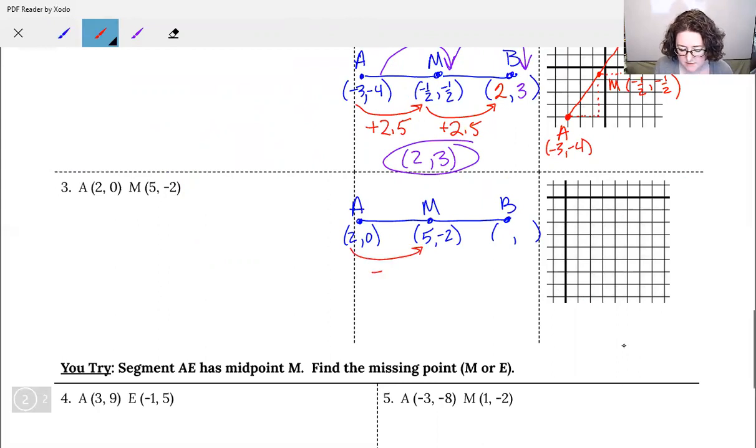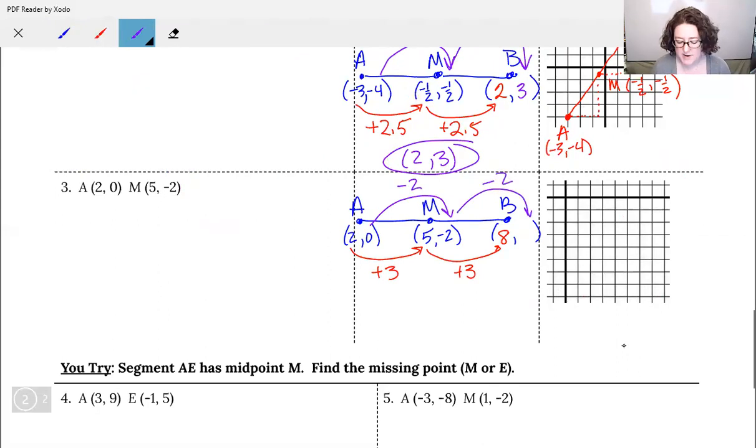2 to 5 is +3, so I need to add another 3. I get to 8. 0 to -2, I'm subtracting 2. Subtract 2 again. -2 minus 2 gives me -4. So my solution, whichever method you picked, should be 8, -4.